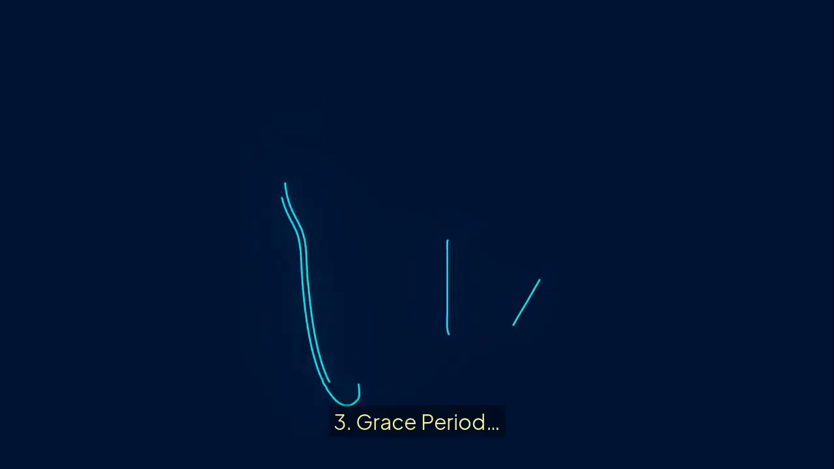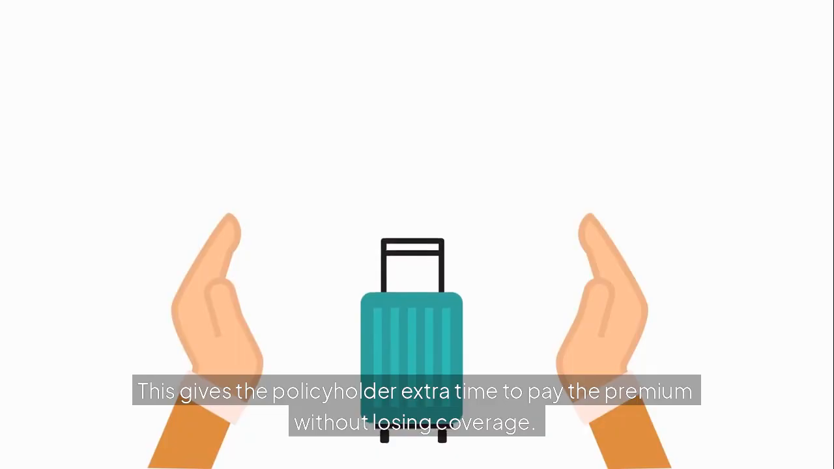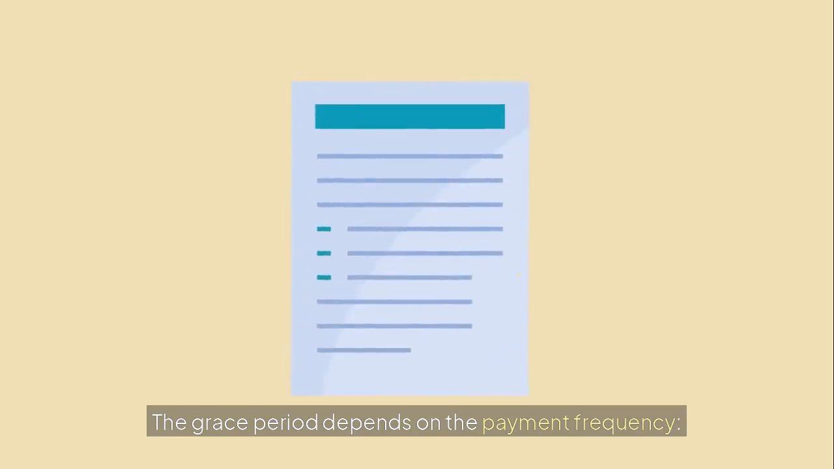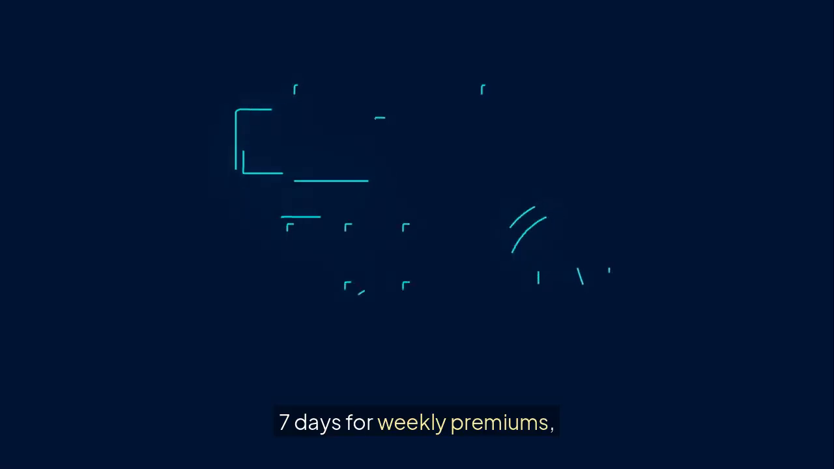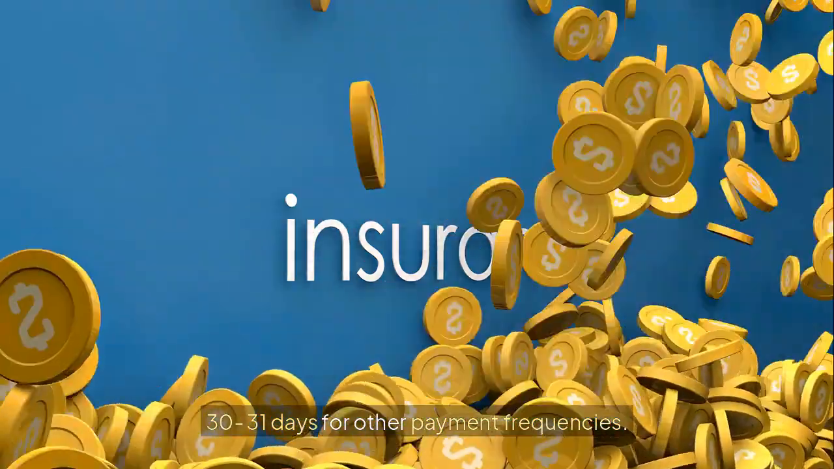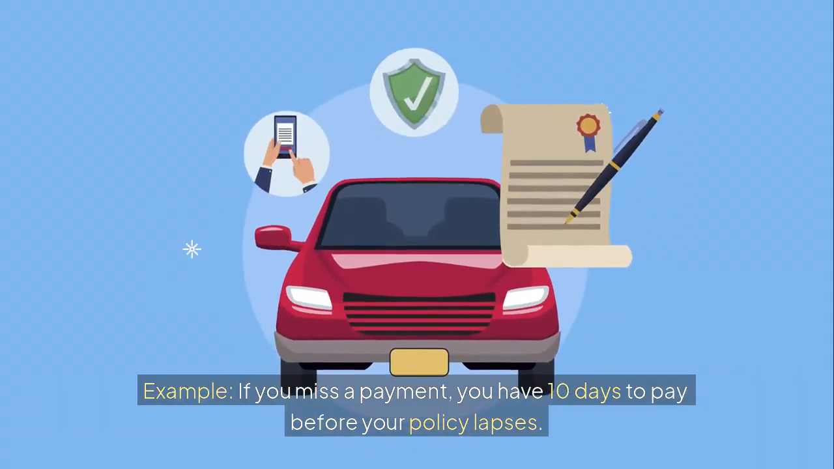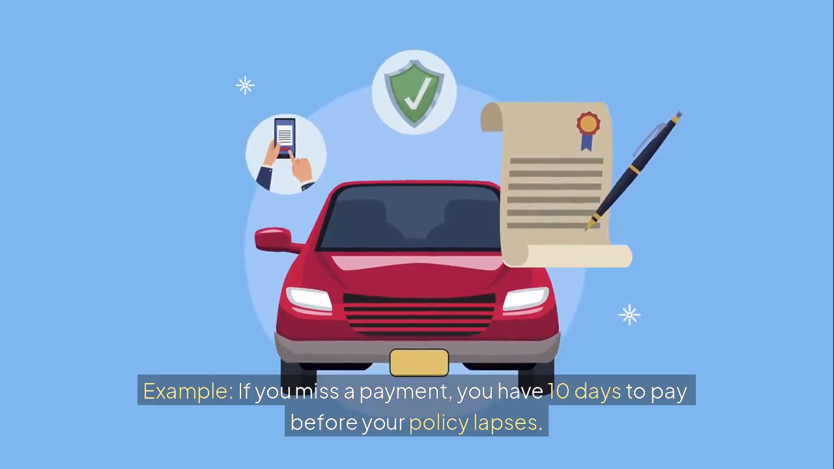3. Grace period. This gives the policyholder extra time to pay the premium without losing coverage. The grace period depends on the payment frequency. 7 days for weekly premiums, 10 days for monthly premiums, and 31 days for other payment frequencies. Example: if you miss a payment, you have 10 days to pay before your policy lapses.